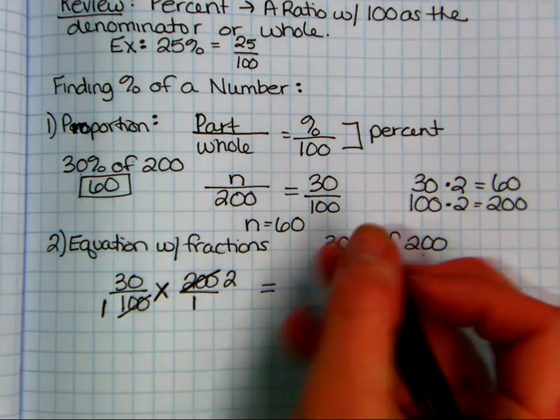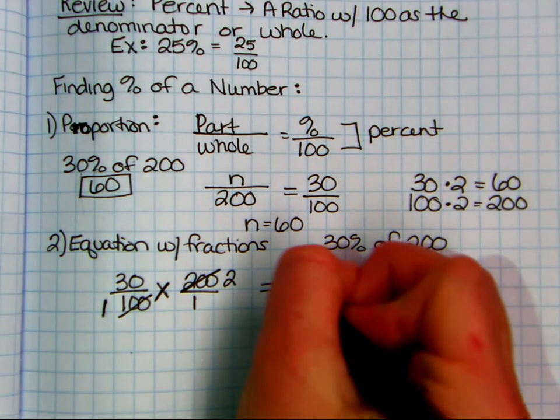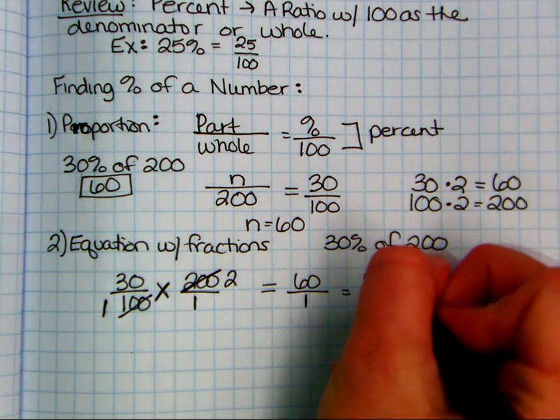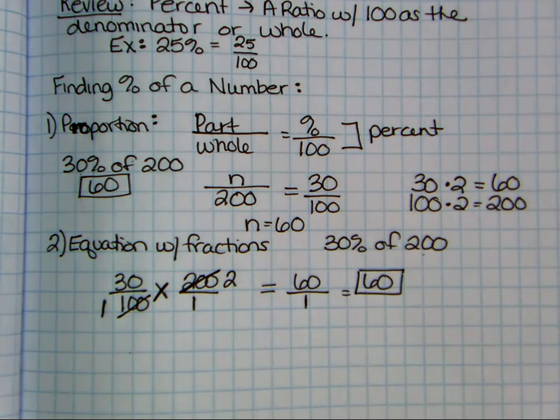30 times 2 is what, class? 60. 1 times 1? 1. Simplify that out, it equals 60. Got the same answer. That's the second method.